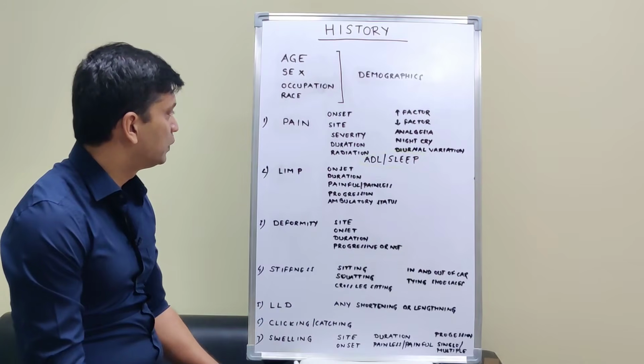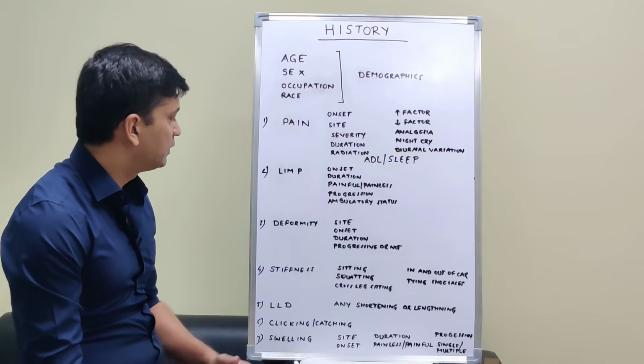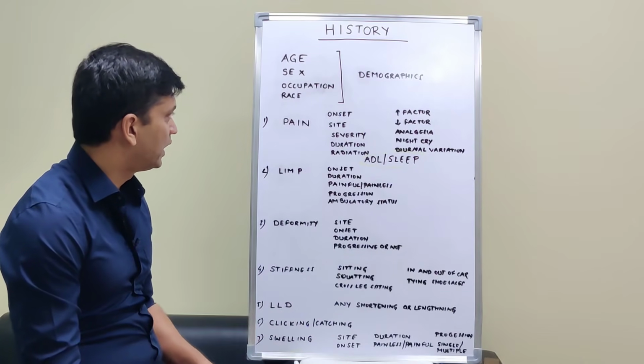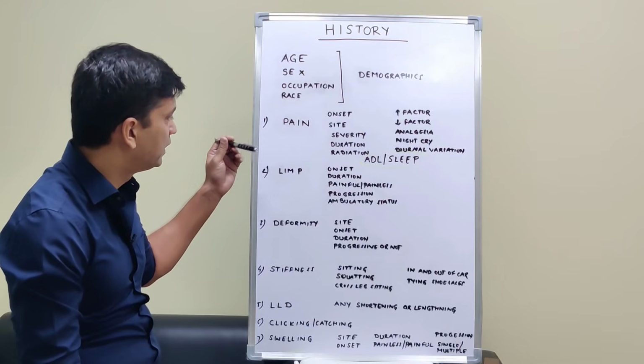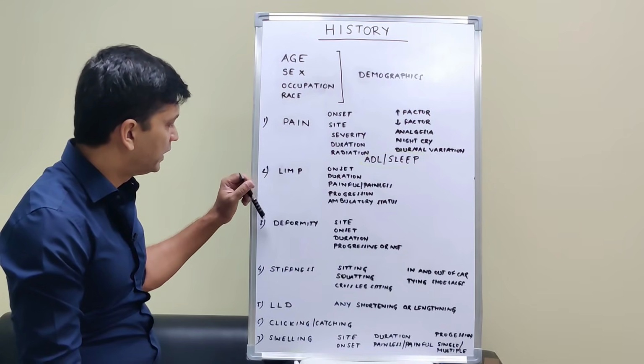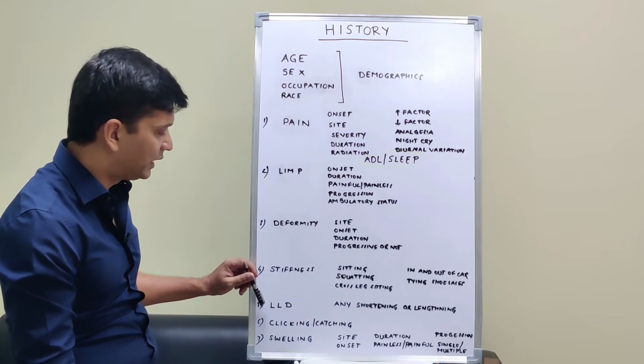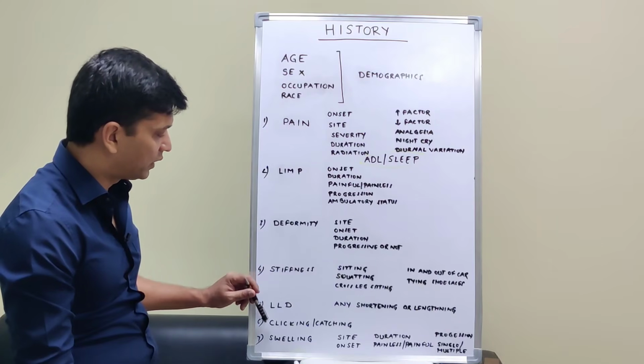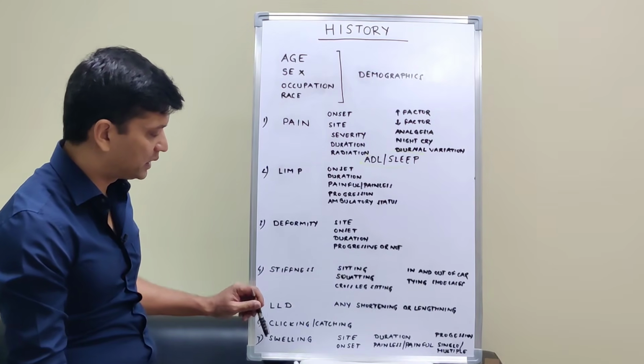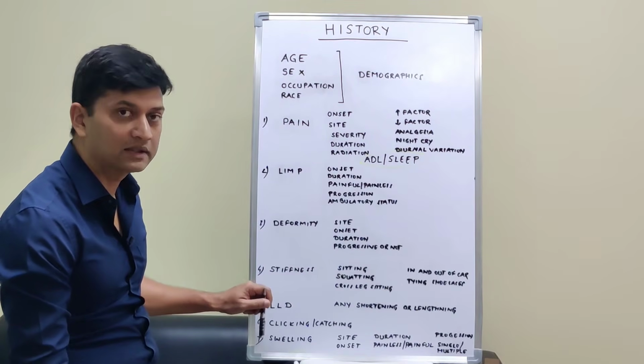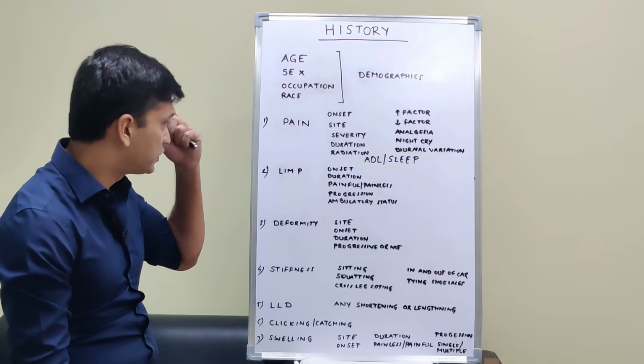Once you have caught the demographic data, somebody who is presenting with a hip pain usually presents with 5 or 6 common problems. So I have listed it here. You have pain, you have limp, you have deformity, you have stiffness, you have limb length discrepancy, you have clicking, catching, or swelling. Swelling is uncommon around the hip, but still they can sometimes present. So let's talk about each of them.